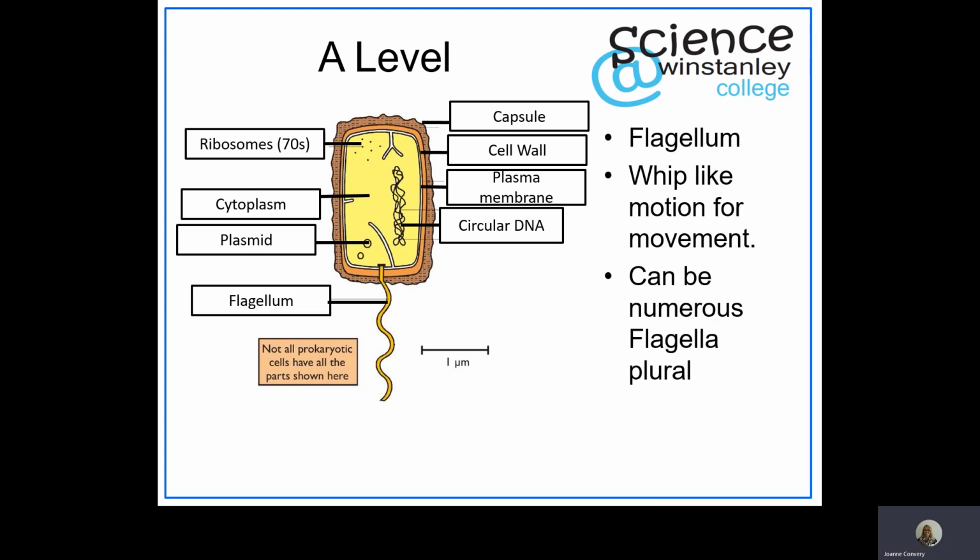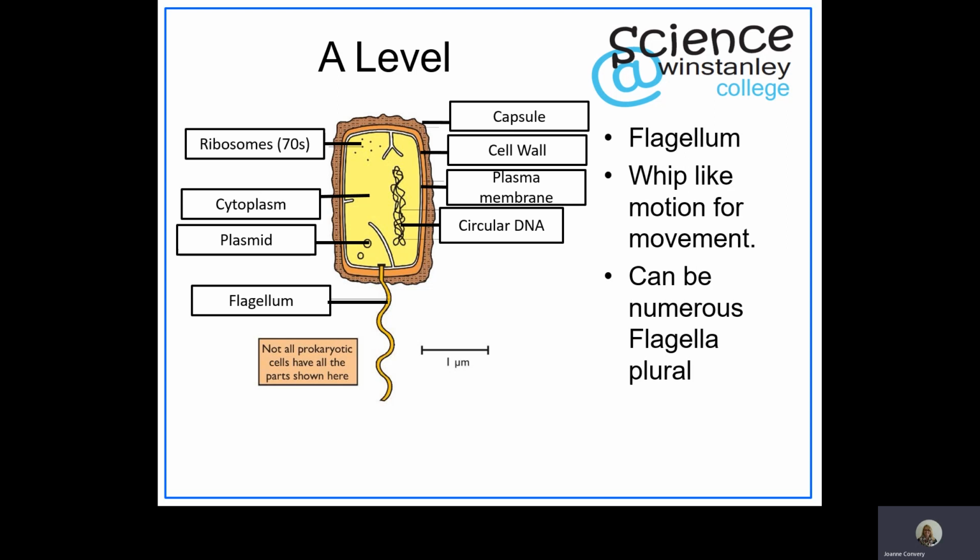So the last little main feature that we've got on this diagram is that of the flagellum. So the flagellum is basically used for movement. It can have a whip-like motion, and it can help propel the prokaryotic cell through a medium. Some bacteria have many, some have few, some have none. It's very different. E. coli, as an example, can have many, many flagella.